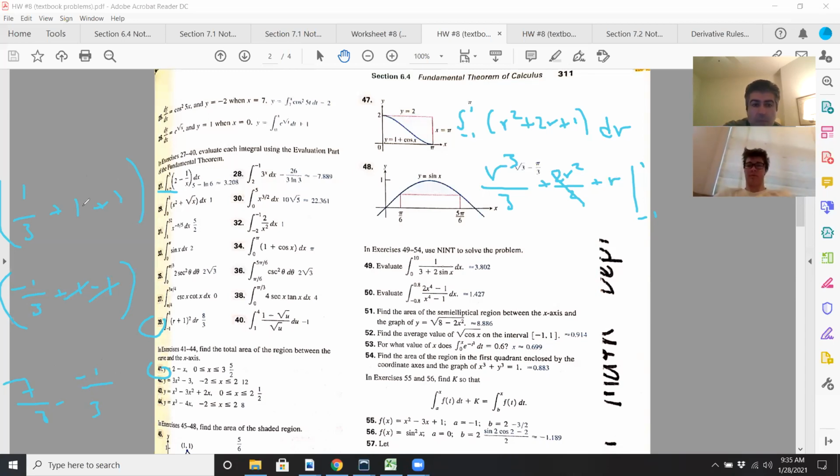But that's all. And remember, 1 and 1 are 3/3 and 3/3. So 1 plus 1 is 2, that becomes 6/3 plus 1/3, 7/3. 7/3 minus -1/3 is 8/3.